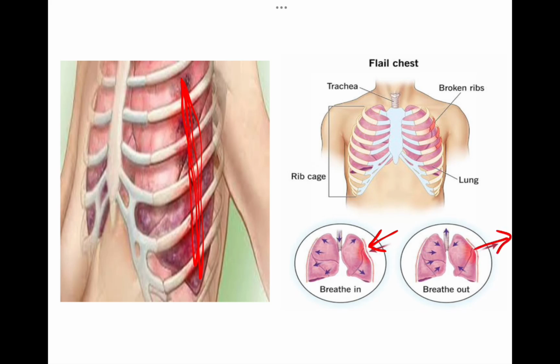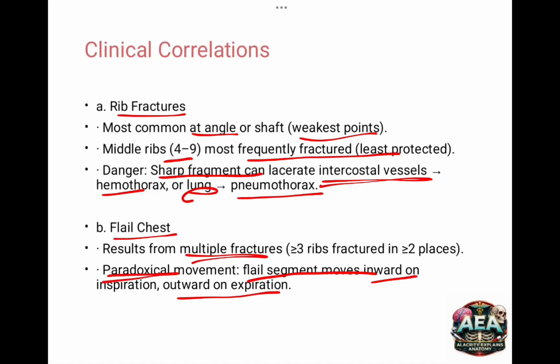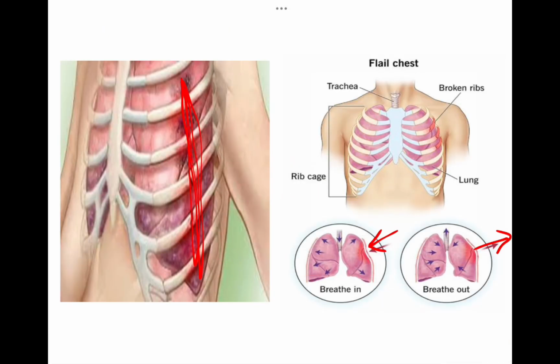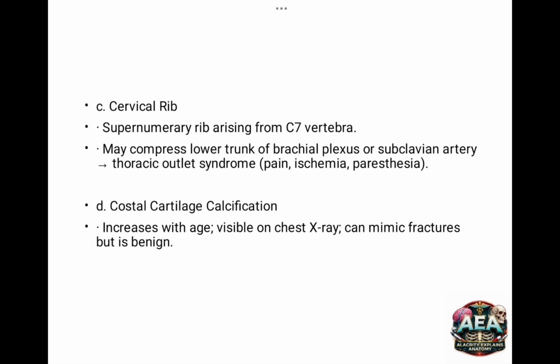This is not normal. Normally, when you take in air, it's supposed to move outward, and when you take out air, it's supposed to move inward. So that is why it is called a paradoxical movement. That is flail chest. So now moving forward, we have cervical ribs.